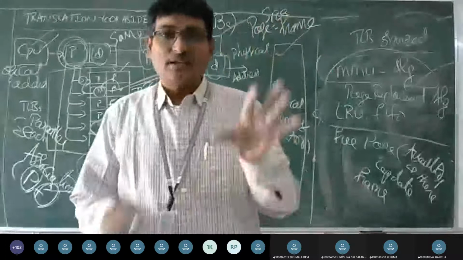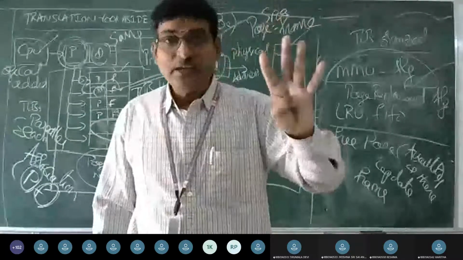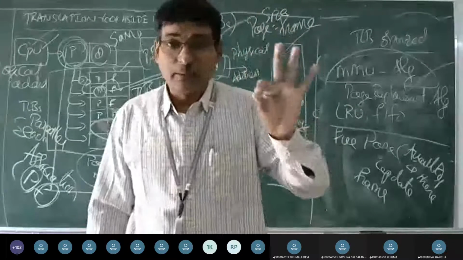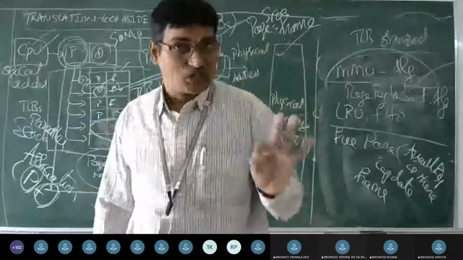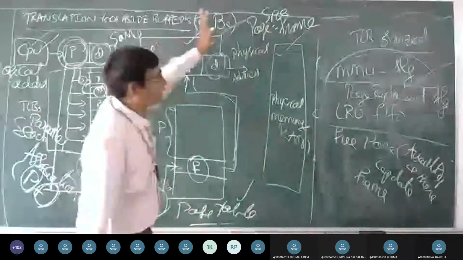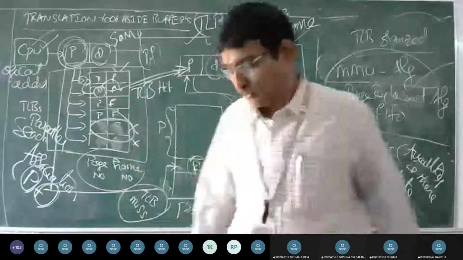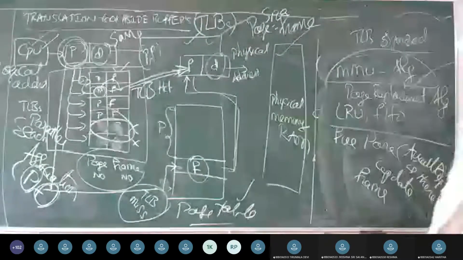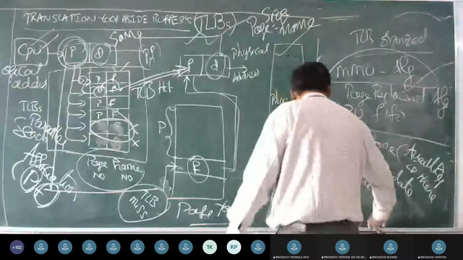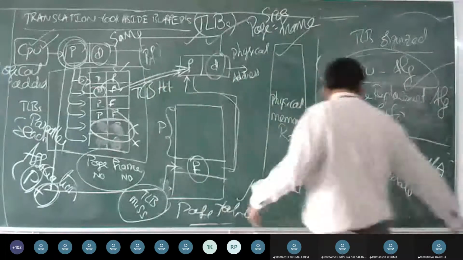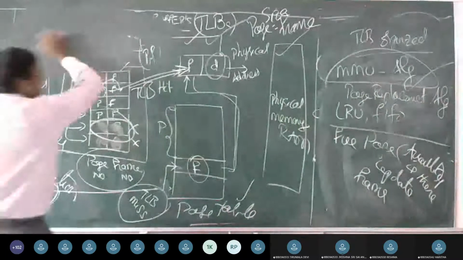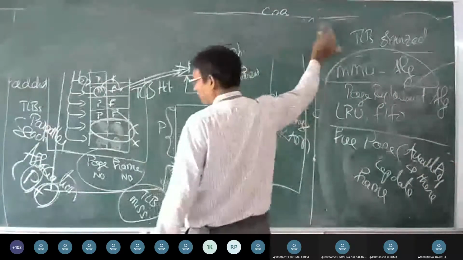The main intention was that the CPU should execute more instructions. Another intention was that the access to memory should be very fast. So for that, the translation lookaside buffers are introduced. Fine. After TLBs, we have to talk about the protection mechanism which is going to be associated with this.